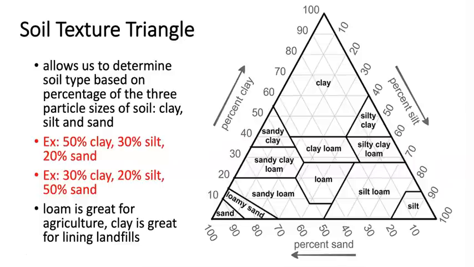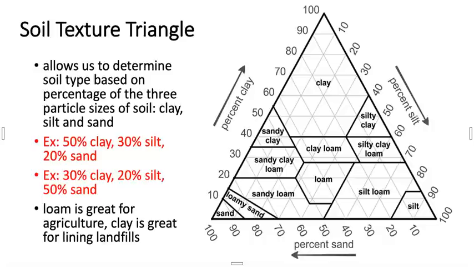Let's take a look at that soil texture triangle that I mentioned on the last slide. This allows us to determine the type of soil we're actually dealing with, so we give it a name. This is based on the percentage of clay, silt, and sand found in that soil. Let's take a look at how we would determine the soil texture using the triangle here. On an AP exam, you would be given this triangle, so there's no memorizing it.